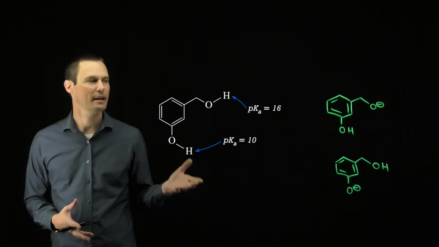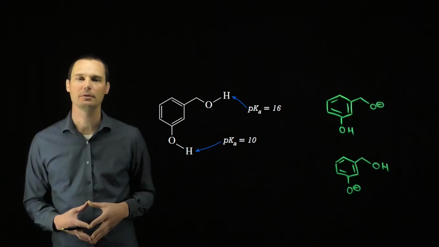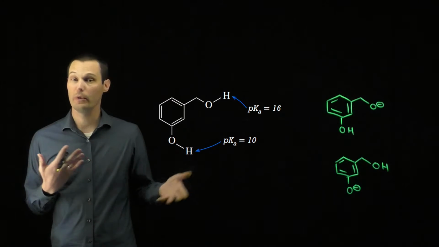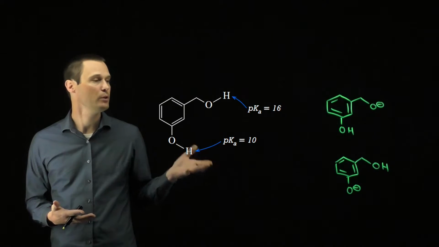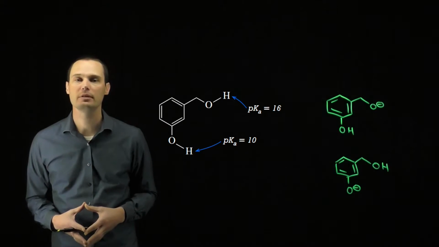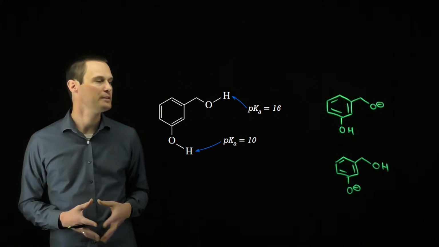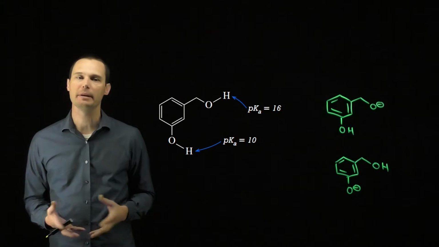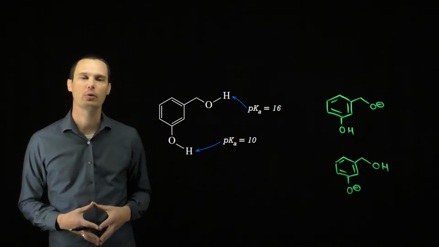The question asks us to rationalize the pKa difference between these two alcohols. They're both alcohols, so you would think they should have the same pKa value, but they don't. One is 6 pKa units more acidic than the other. Why is that? The answer has to do with the conjugate base, so I've gone ahead and drawn in the conjugate bases for us already.